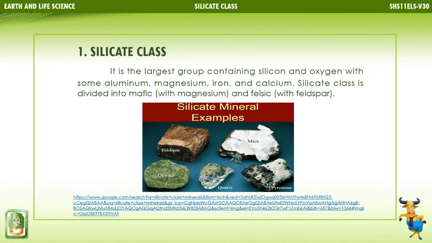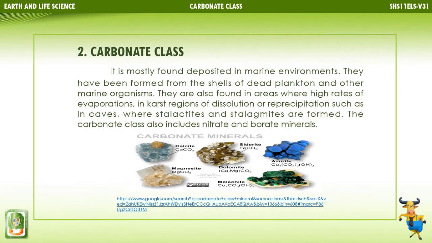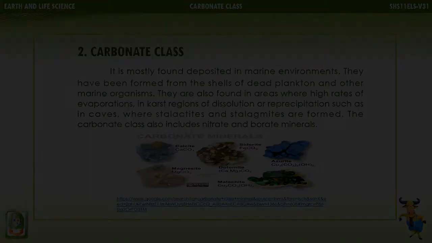Silicate class is divided into mafic, with magnesium, and felsic, with feldspar. 2. Carbonate class. It is mostly found deposited in marine environments. They have been formed from the shells of dead plankton and other marine organisms. They are also found in areas with high rates of evaporation, in karst regions of dissolution or reprecipitation such as in caves, where stalactites and stalagmites are formed. The carbonate class also includes nitrate and borate minerals.